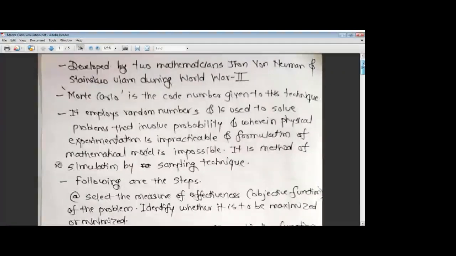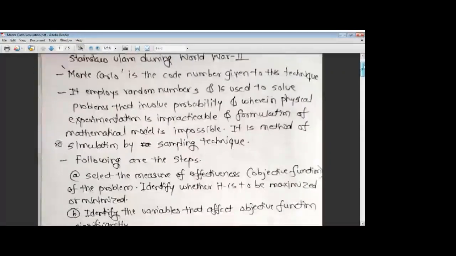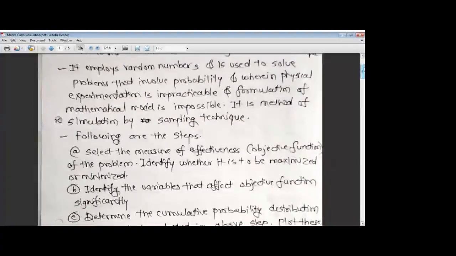So what is this Monte Carlo simulation? It employs random numbers, and it is used to solve problems that involve probability, and wherein physical experimentation is impracticable and formulation of the mathematical model is impossible. So this is very important. For the same set of random numbers, you all will be getting the same answer.